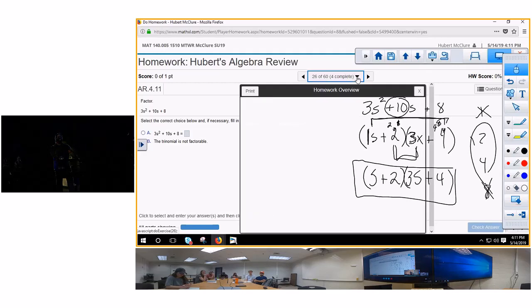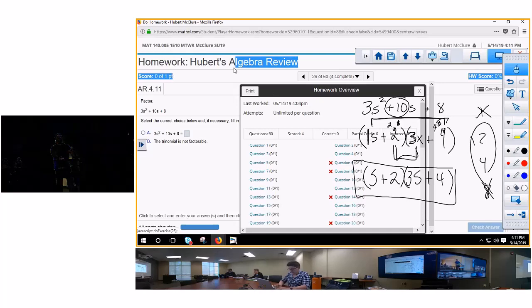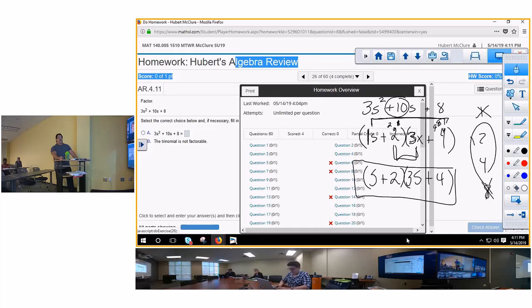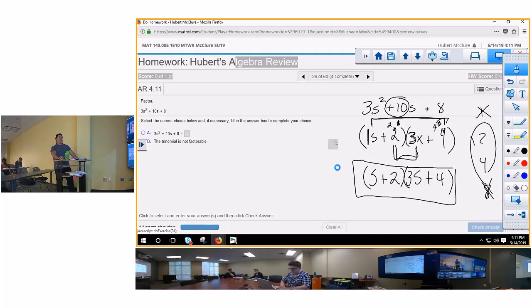Next. Now, we're getting into some of the stuff that's going to make up your whole test. Factoring, write that down. That's going to make up a good portion of your Unit 1 test.